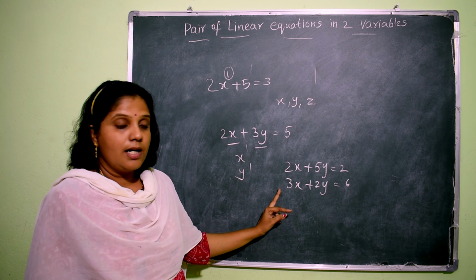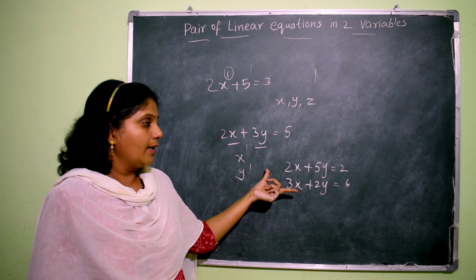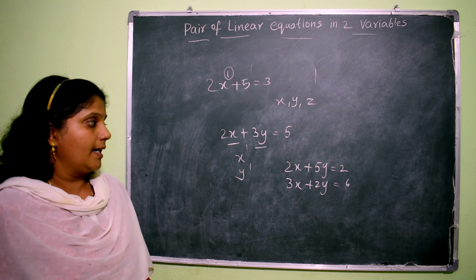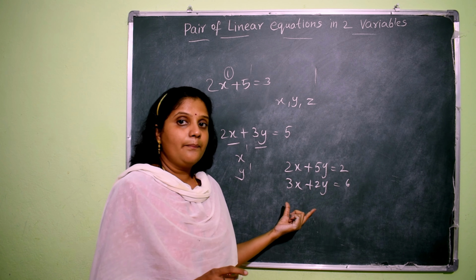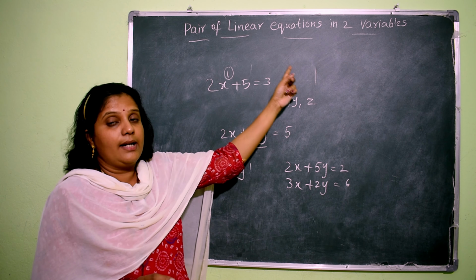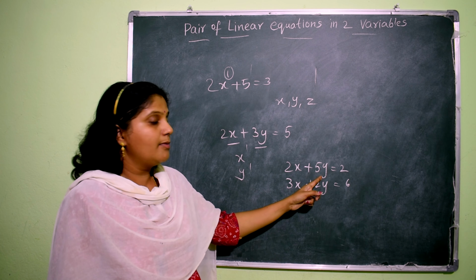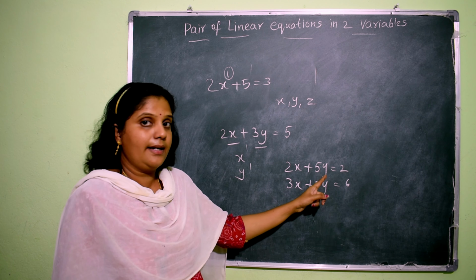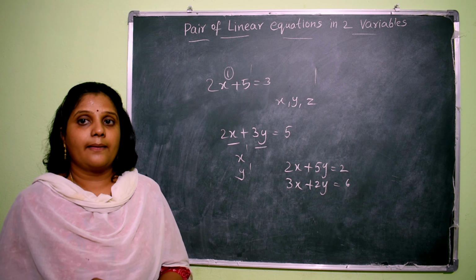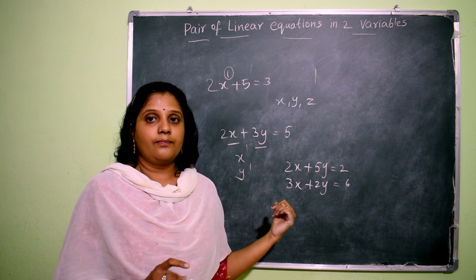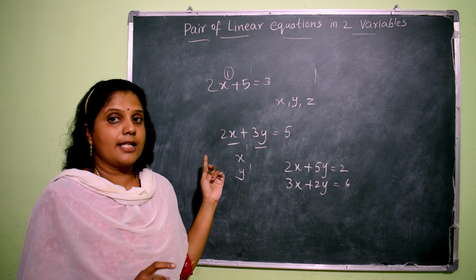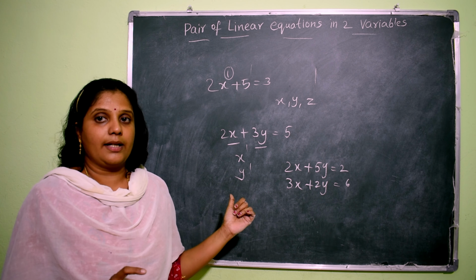Here we got two equations, so we can say that these are a pair of equations. Pair of linear equations: linear means the variables have degree 1. How many variables does it have? Two variables, that is x and y. So it is a pair of linear equations in two variables. Now we understood the chapter name. What is the chapter name? A pair of linear equations in two variables.